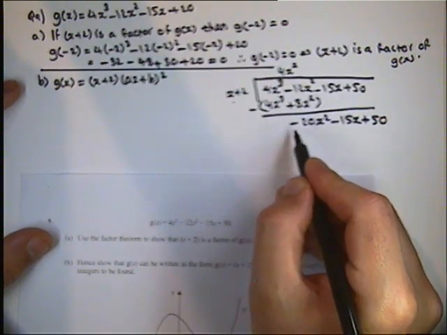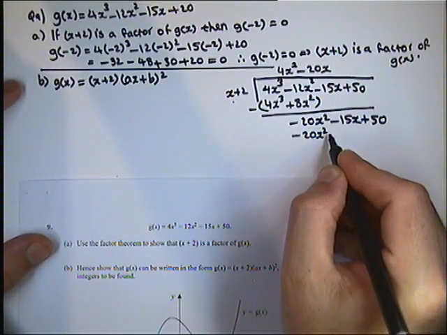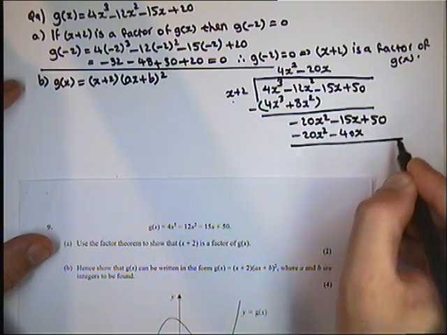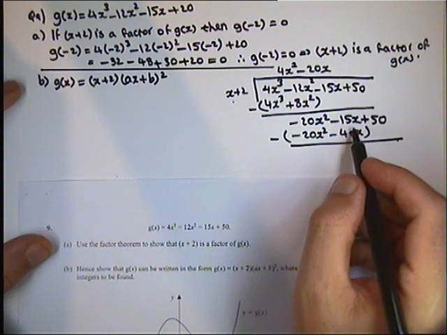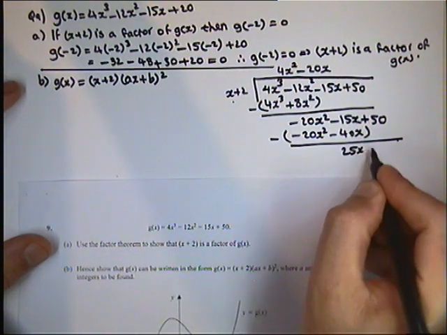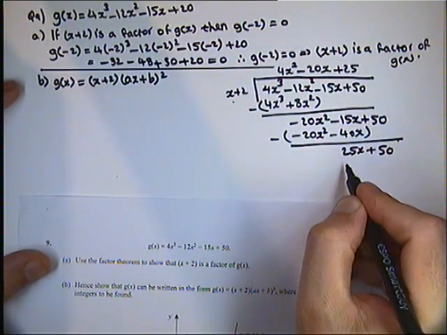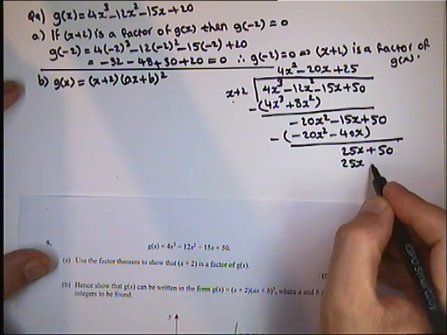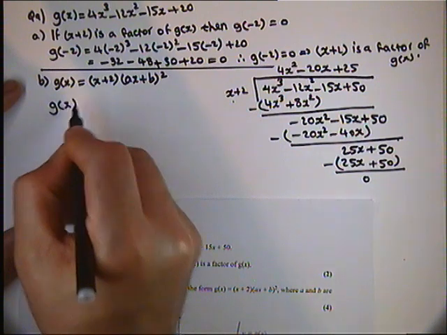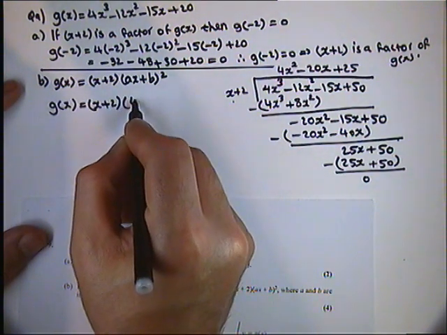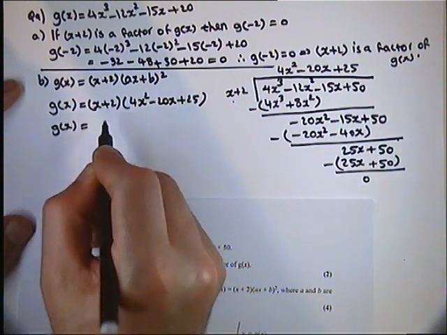Now how many x goes into minus 20x squared, which is minus 20x. Minus 20x times x is minus 20x squared, minus 20x times 2 is minus 40x. So minus 20x squared plus 20x squared is 0. Minus 15x plus 40x is 25x plus 50. How many x goes into 25x, which is 25. 25 times x is 25x. 25 times 2 is 50, which is 0. So therefore, g of x could be written in the form of x plus 2 times 4x squared minus 20x plus 25.